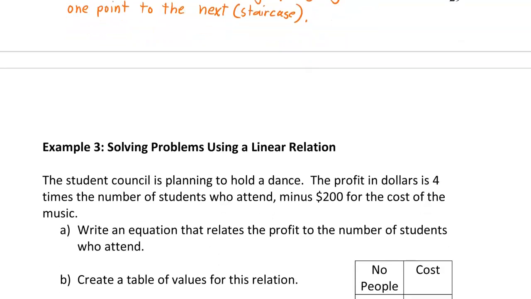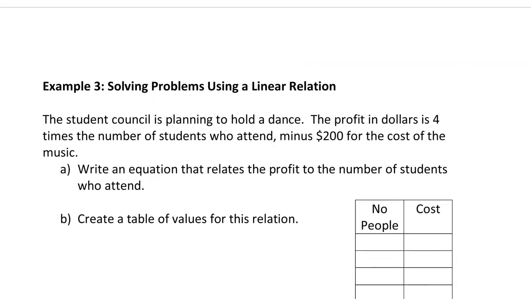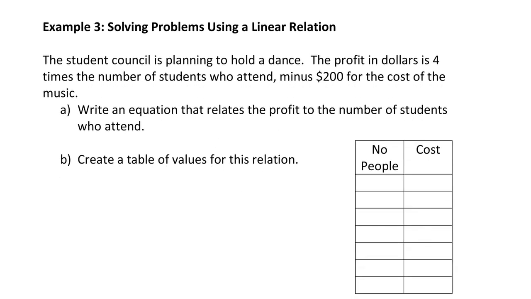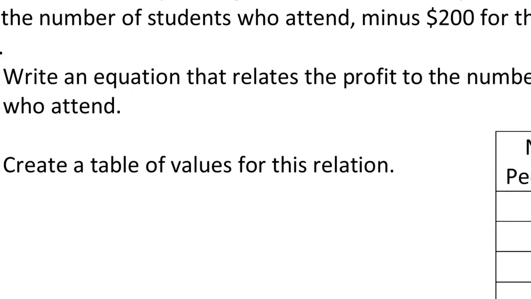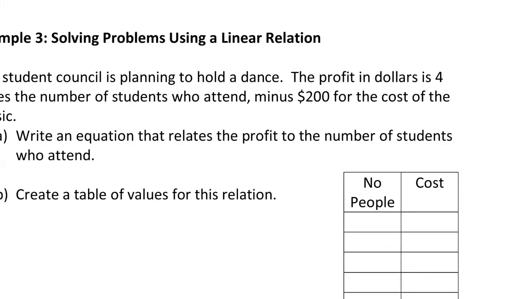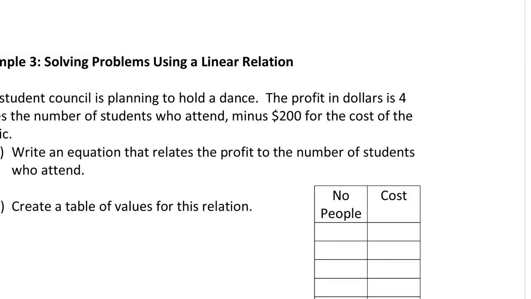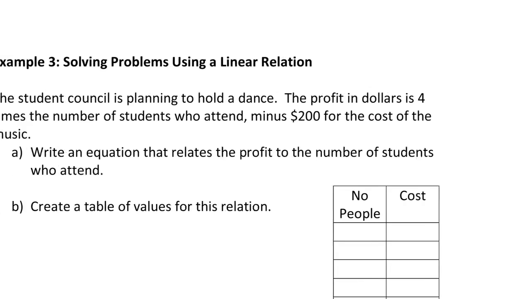Moving on to example 3, it says solving problems using a linear relation. In the first question here, it says the student council is planning to hold a dance. The profit in dollars is 4 times the number of students who attend, minus 200 for the cost of the music. Write an equation that relates the profit to the number of students who attend. So we have to come up with the equation that we're going to use to help solve for the following questions. Now, before we can do that, we have to think about what information was given to us.